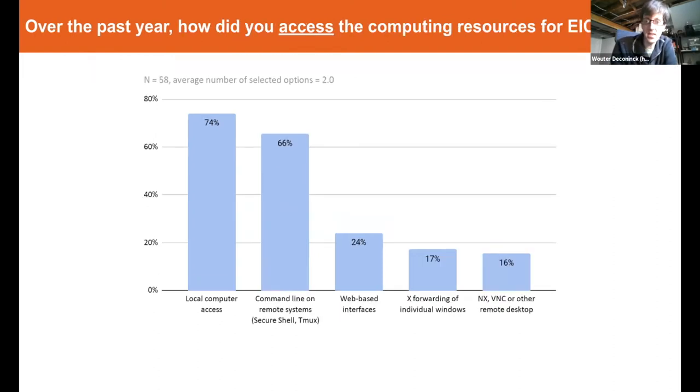How did they access these computing facilities? So local computer access for the majority of these responses, and then command line on remote systems. But also some users were using web-based interfaces, X forwarding or remote desktop systems. Again, people are usually using heterogeneous ways and an average of two approaches to reach their computing resources.